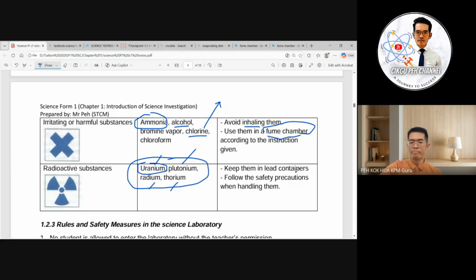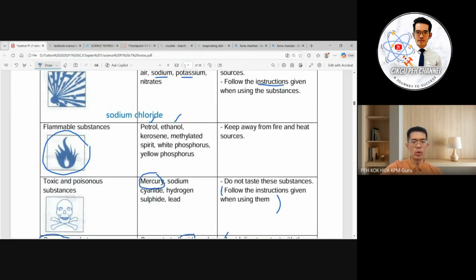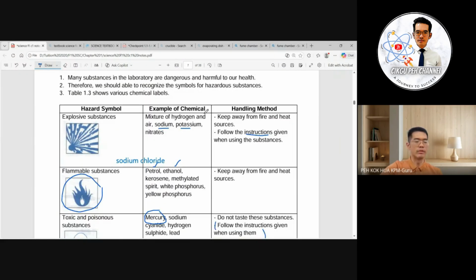Okay, so here, keep them in that container. Follow the safety precautions when handling them. Okay, so that means that you need to understand 6 hazardous symbols. You need to know how to handle them, and then examples of the chemicals.